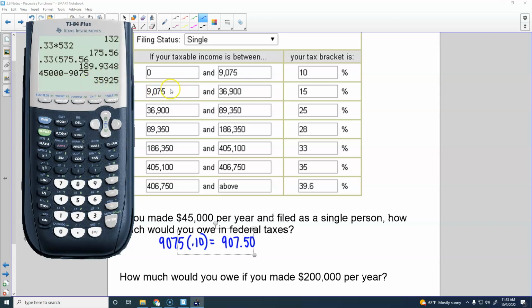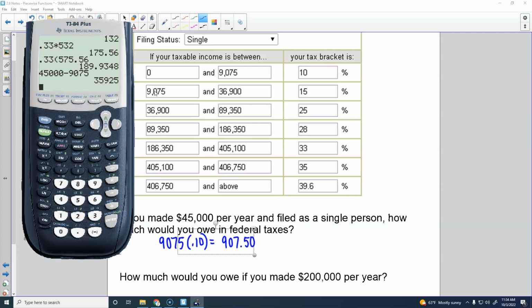All right, so the next amount of money that I'm going to make right here is going to fall in between $9,075 and $36,900. Imagine that we took that first amount of cash, we put it in this first tax bracket bucket. We got a bucket for it. Then we paid him $907.50 out of it. The next money that goes in this bucket, everything from $9,075 to $36,900, it all goes in the second bucket.